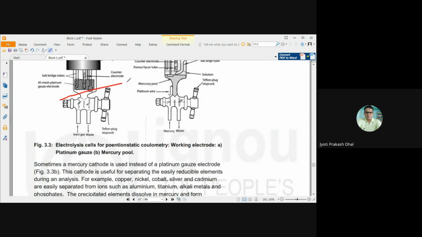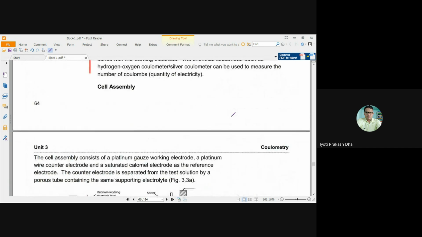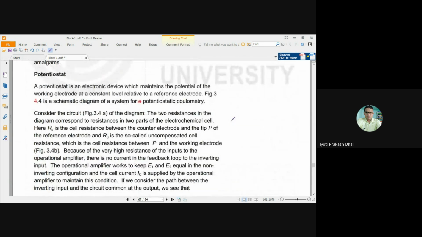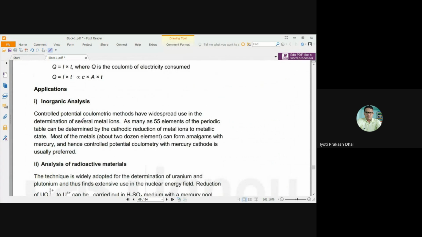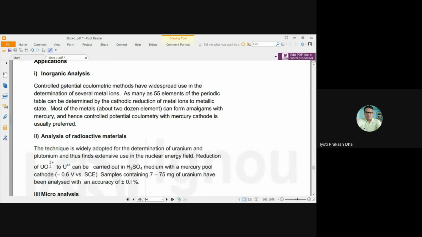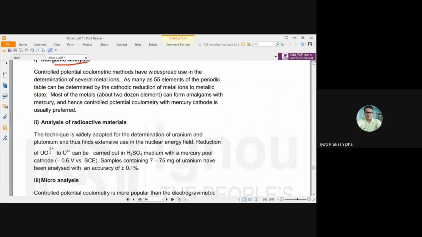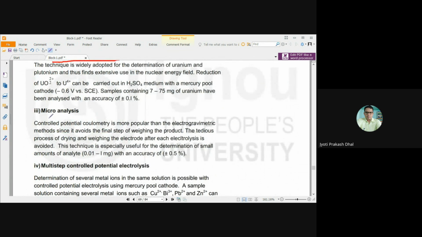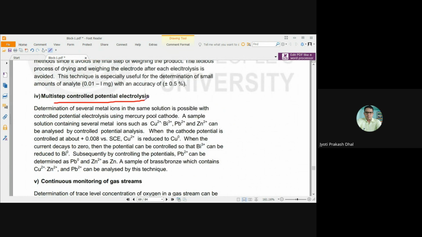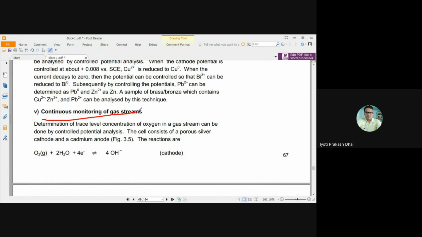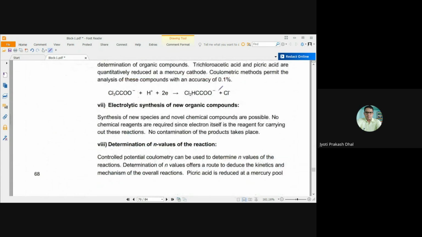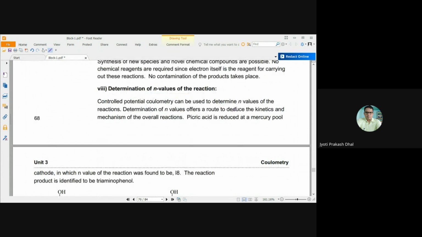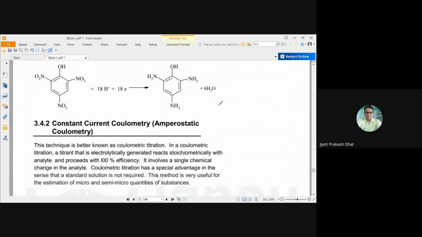So here, this is the instrumentation part of potentiostatic coulometry. The first one is the principle, then the instrumentation part, and then the application. That can be applied for inorganic analysis, analysis of radioactive materials, microanalysis, multi-step control potential analysis, continuous monitoring of gas streams, electrolytic determination of organic compounds, electrolytic synthesis of new organic compounds, and determination of n values of the reaction.